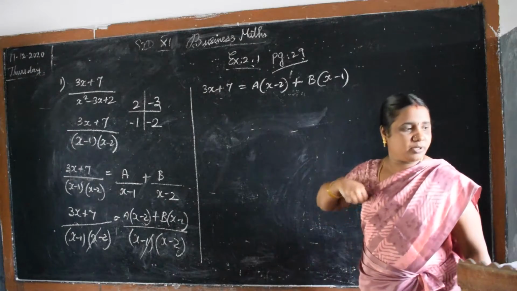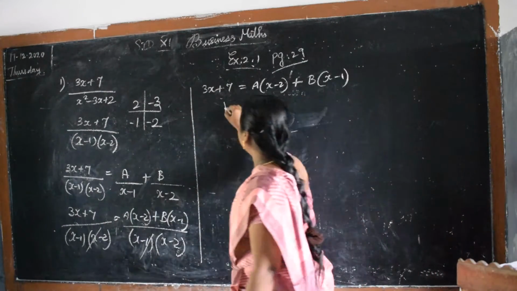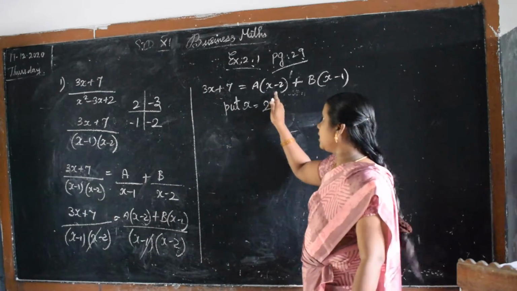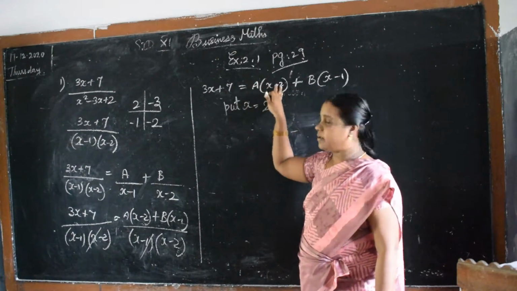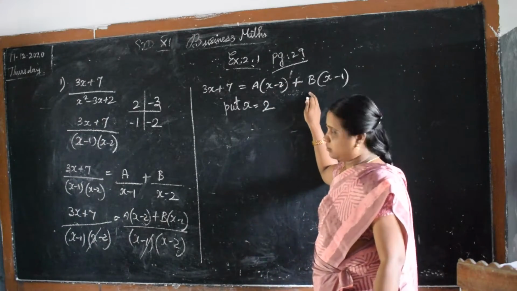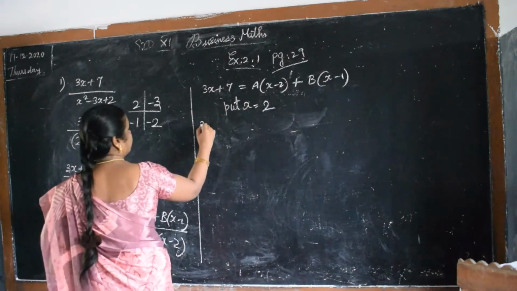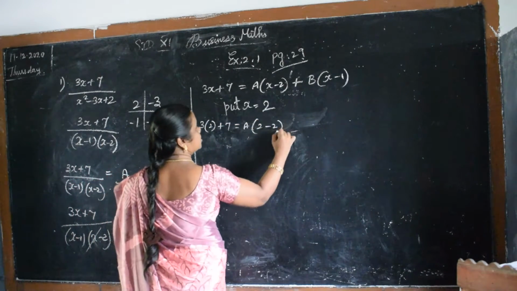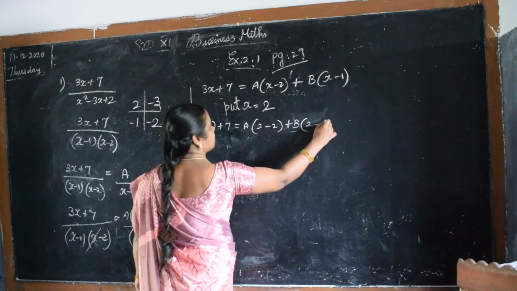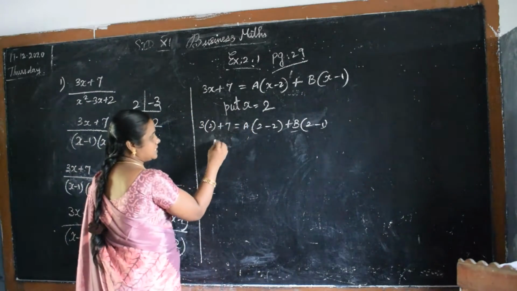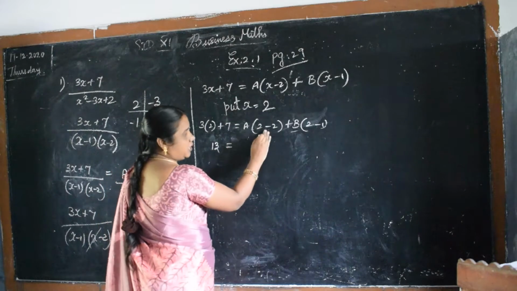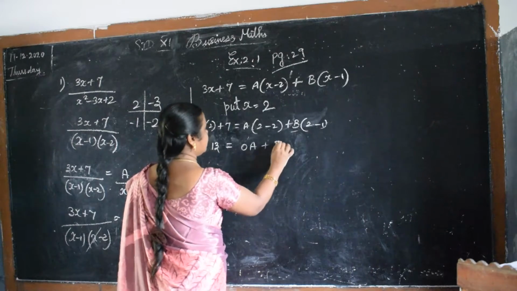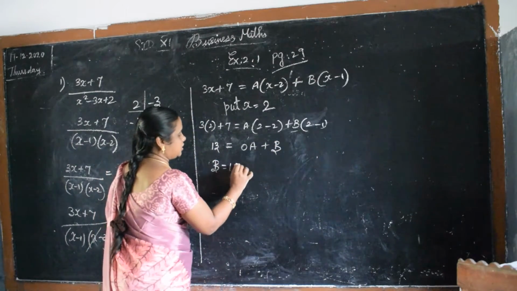We will find the values of a and b. What do you have to do? Put x is equal to 2. Now here, x is equal to 2. If you put 2 here, this term will become 0, and I will get the value of b. So put 2: 3 into 2 plus 7, a into 2 minus 2, 2 minus 1. Substitute the 2. 3 twos are 6 plus 7 is 13 equals, 2 minus 2 is 0, so you get 0a plus b. So the value of b is equal to 13.